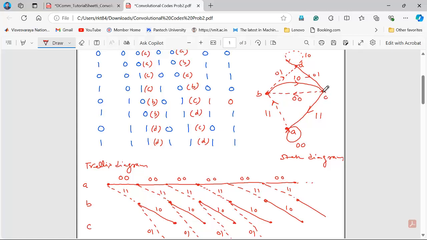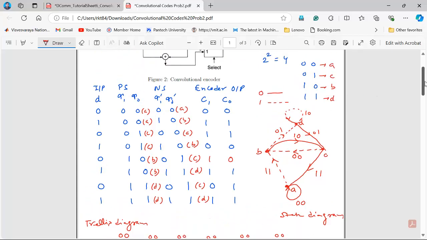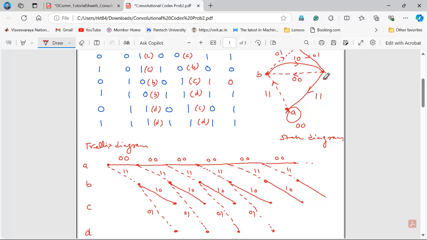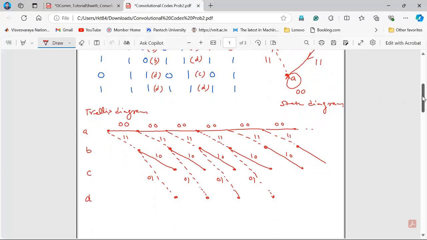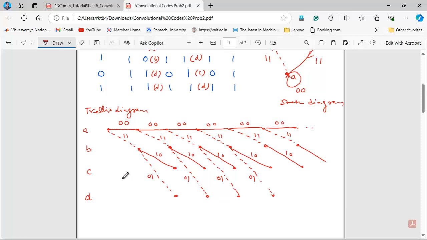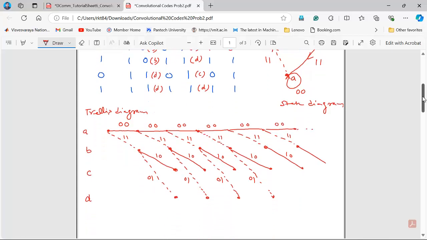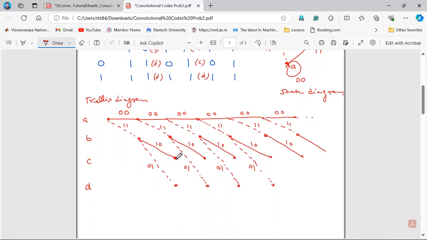Now come to C. From C you are going to B, and for the solid line you are going to A. C to A is solid, and solid represents 0, right? So when input is 0, it is going C to A, with output 1, 1. The C node is here. So you are going from C to A, moving along the time line from here to this point.